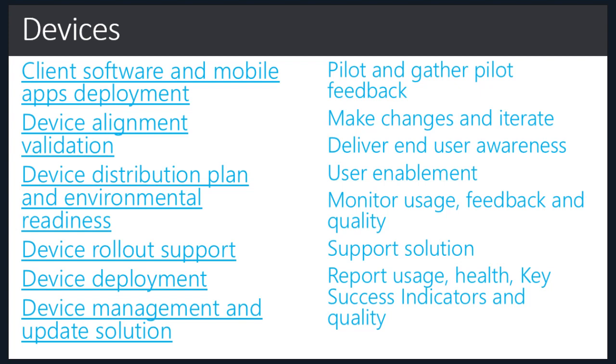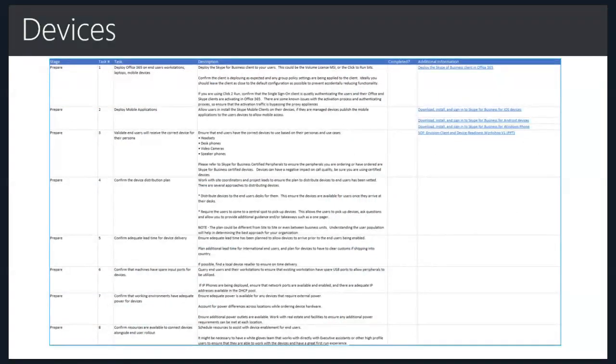And of course, there are common tasks applicable to devices deployment as previously discussed, such as executing pilot, making changes and iterate based on pilot feedback, etc. So this is the example of the devices tab. You as the workshop facilitator will need to go through the task with the participants one by one. Mark the tasks that have been completed as completed and those that are not relevant to the project as not applicable.